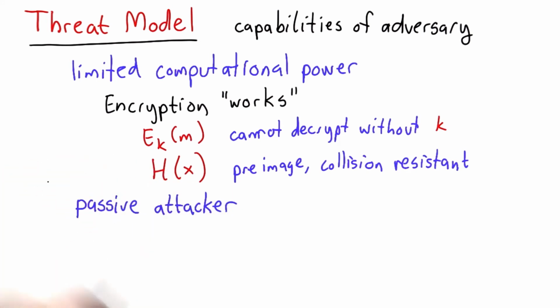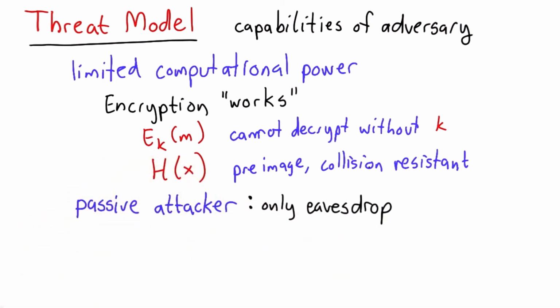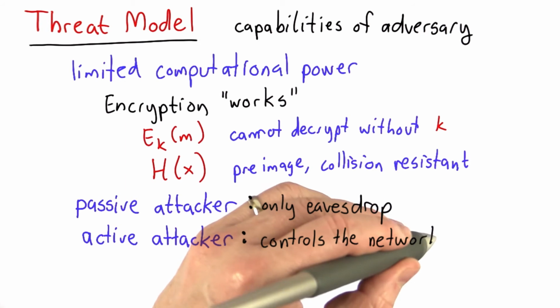We might also make assumptions about what the attacker can do to the network. If the attacker is passive, that would mean that they can only eavesdrop. They can listen in on messages on the network, but they can't modify them, and they can't inject their own messages into the network. A more powerful adversary would be an active attacker.